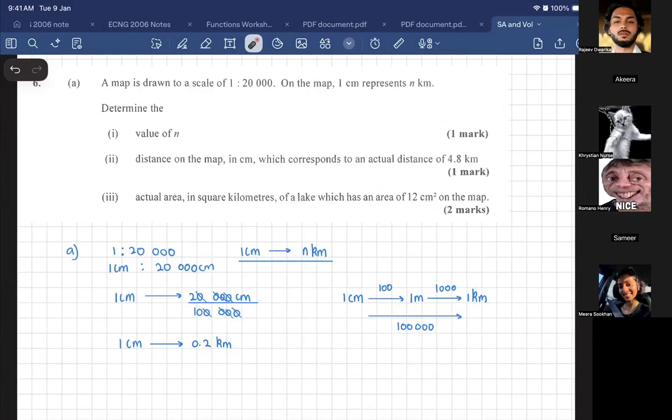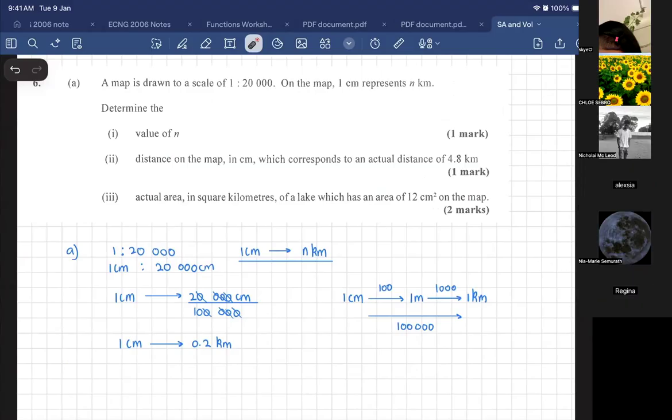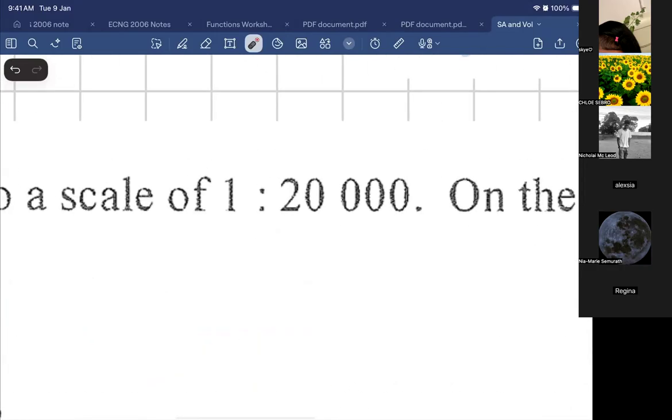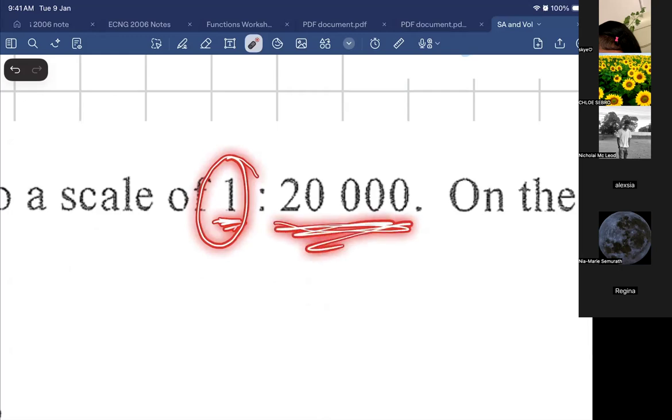All right, Christian, Akira, Samir, Mira, Nia, Alexia, Nikolai, Regina. Let me know if you understand how to do the first question. All right, so you understand that this means every 1 centimeter on the map represents how many centimeters in real life.